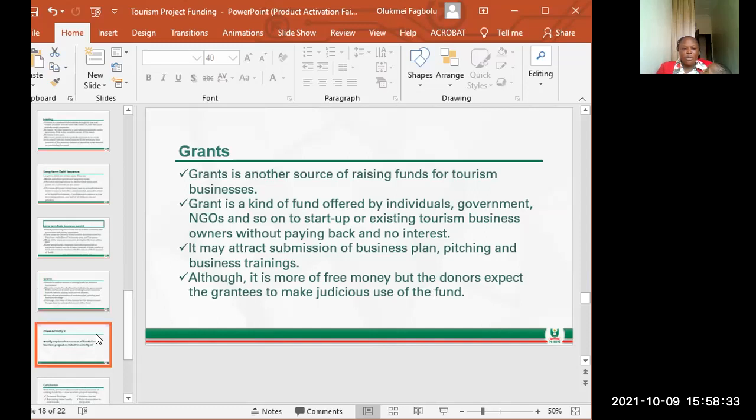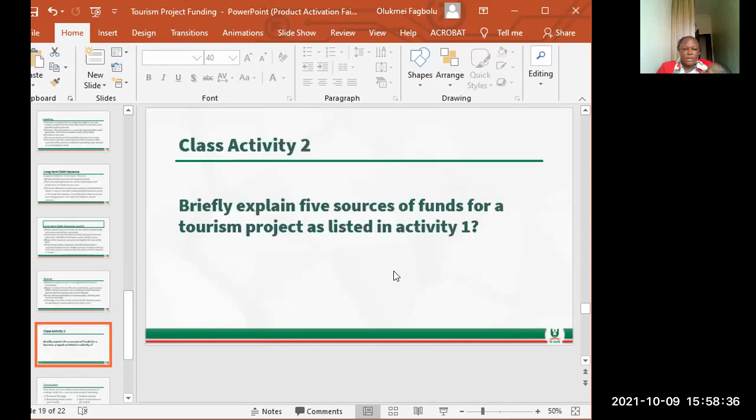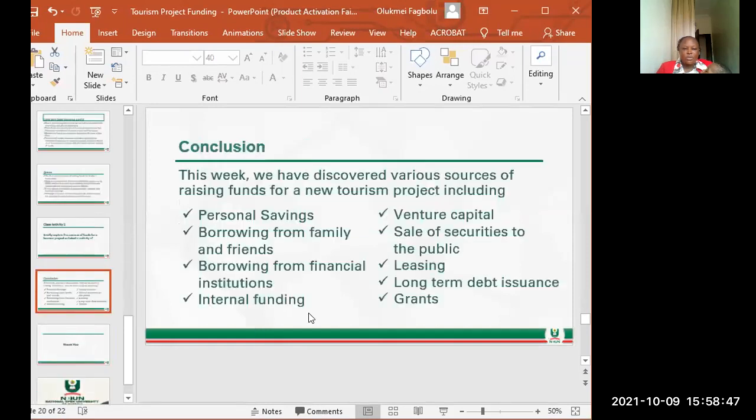So before we conclude, let us look at this activity. Explain 5 sources of funds that you know for a tourism project as listed in activity 1. Today we have looked at sources of funds, and they include personal savings, borrowing from family and friends, borrowing from financial institutions, internal funding, venture capital, leasing, long-term debt issuance, and grants. So on that note, we round up today's class, and I hope to see you again next week, same time.